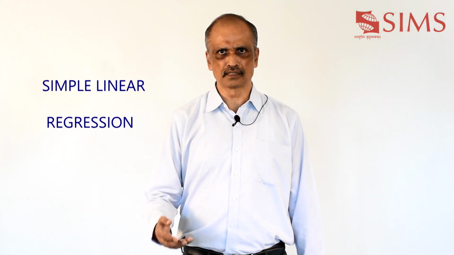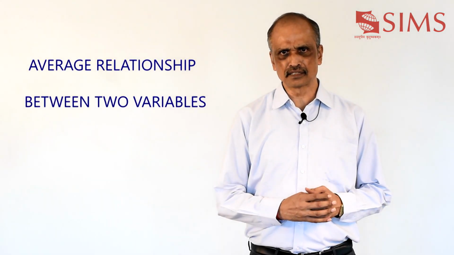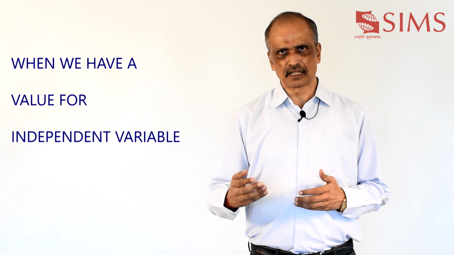But before going to multiple regression, we will have a quick idea about simple linear regression. So we start with the simple linear regression concept. Simple linear regression is an average relationship between two variables. One is the independent variable and the other is the dependent variable. So we are estimating the dependent variable when we have a selected value for the independent variable.